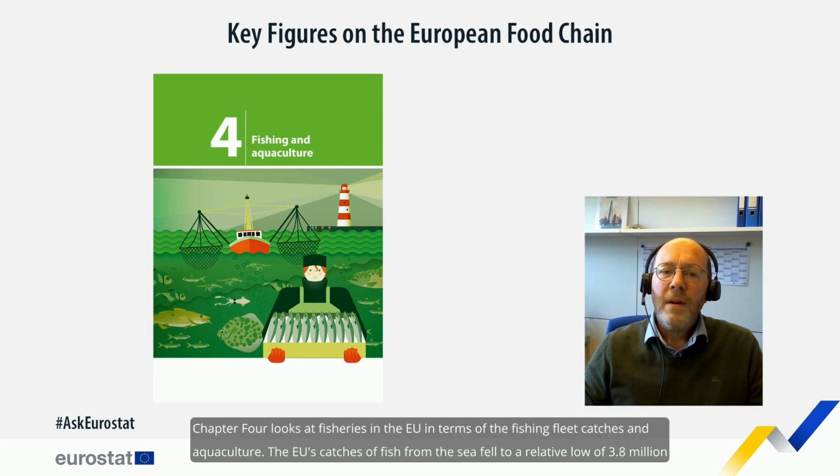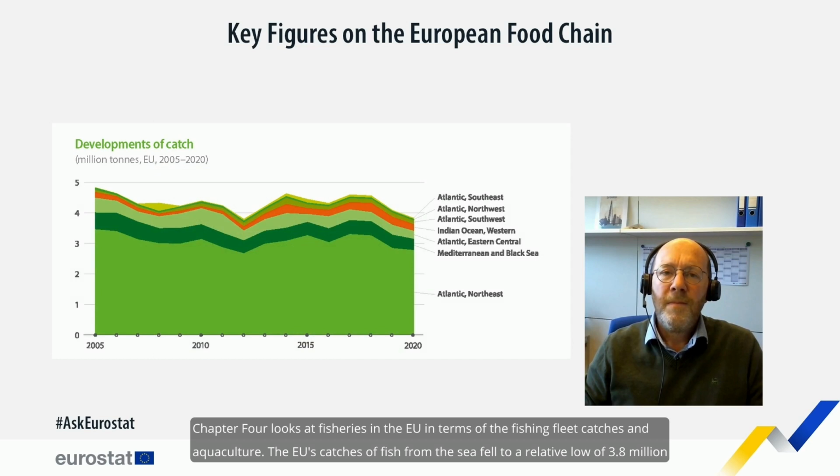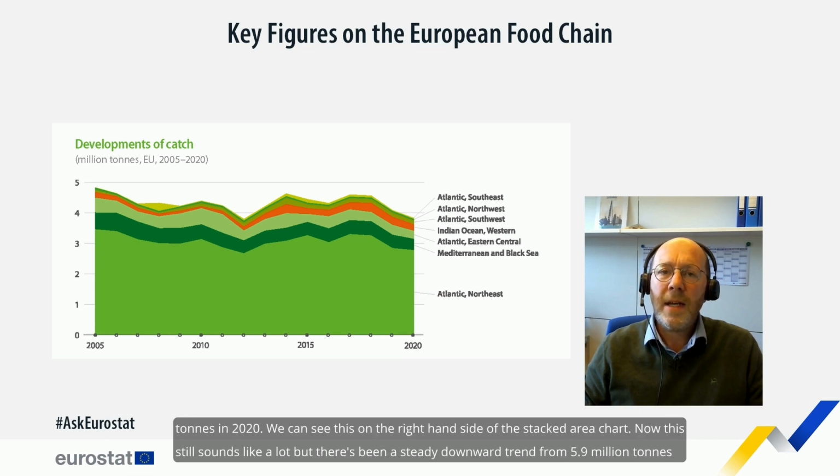Chapter 4 looks at fisheries in the EU in terms of the fishing fleet, catches and aquaculture. The EU's catches of fish from the sea fell to a relative low of 3.8 million tonnes in 2020. We can see this on the right-hand side of the stacked area chart.